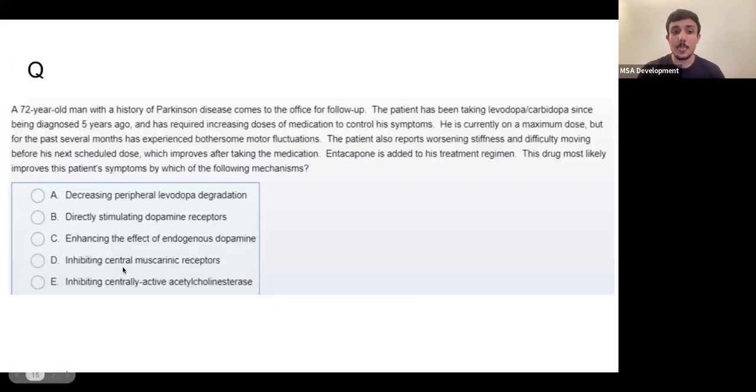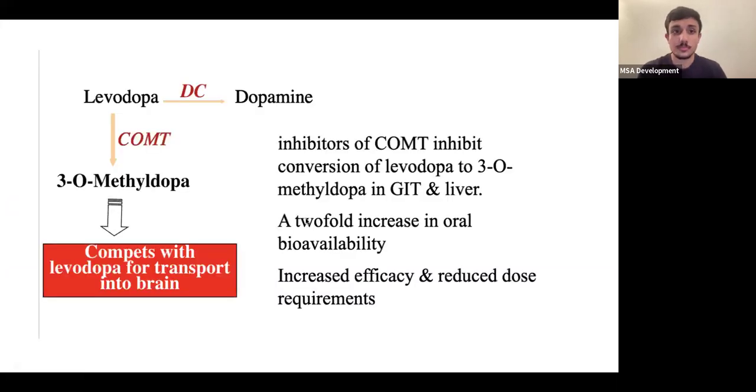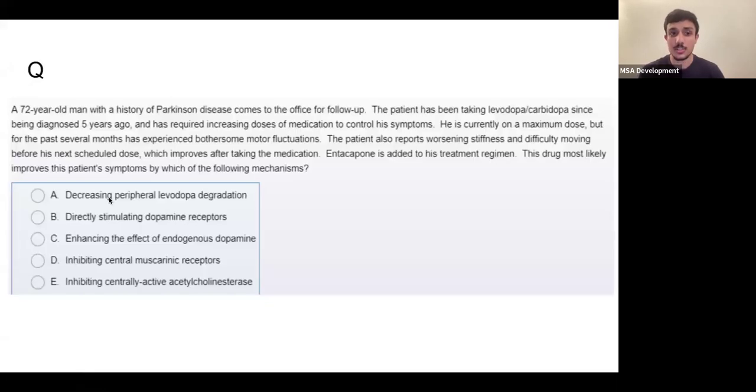Now, what's D? Inhibiting central muscarinic receptors. That's benztropine, which you will see in a bit. I'll give you a question about that as well. Very important. E, inhibiting centrally active acetylcholinesterase. I literally just explained it to you before this. That was donepezil, galantamine, rivastigmine. Is that used in Parkinson? No, it's used in Alzheimer. So E is for Alzheimer, okay? So let's move on. So for this COMT inhibitor, the answer was A.